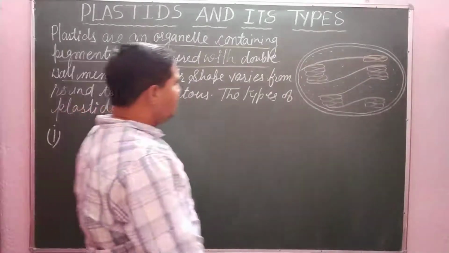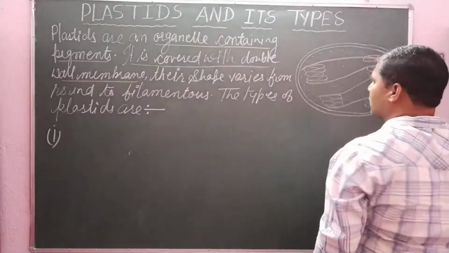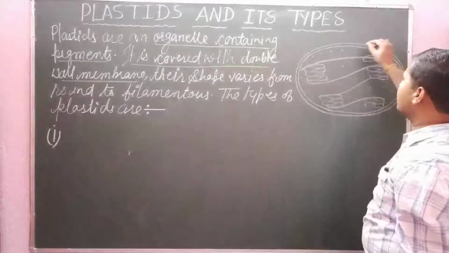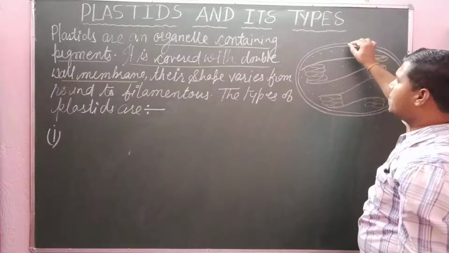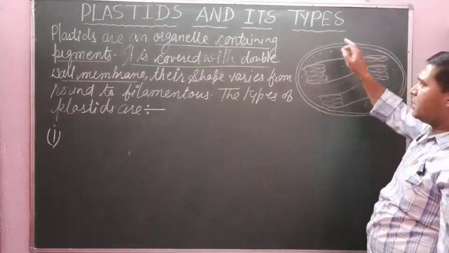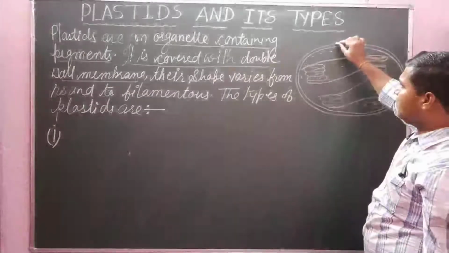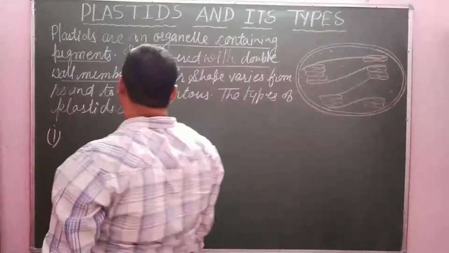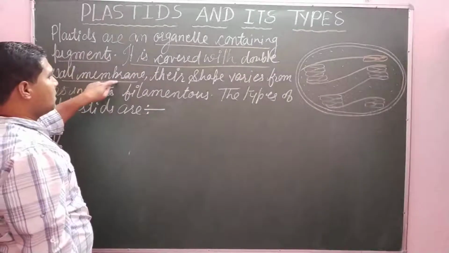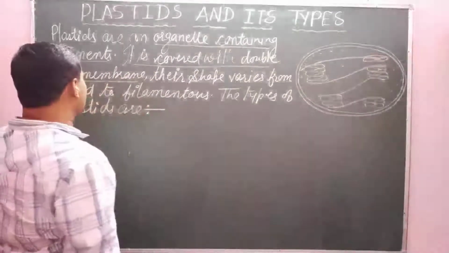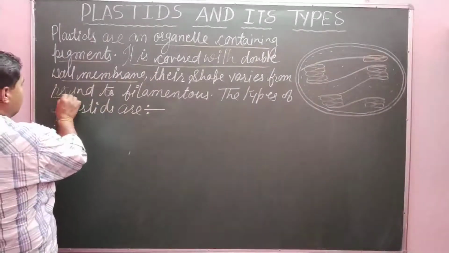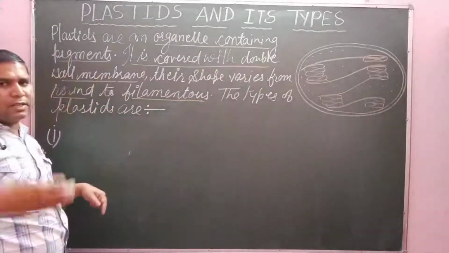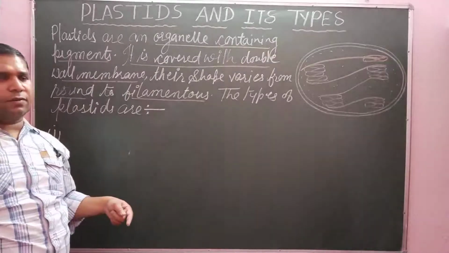You see this diagram? This is a diagram of the chloroplast. It is covered with the double membrane. You see, first and second, two membranes. So plastid is covered with the double membrane. Their shape varies from round to filament. Sometimes it can be round, sometimes it can be different in different cells. The shape can be different.